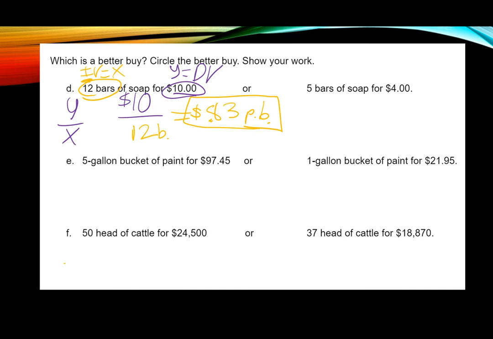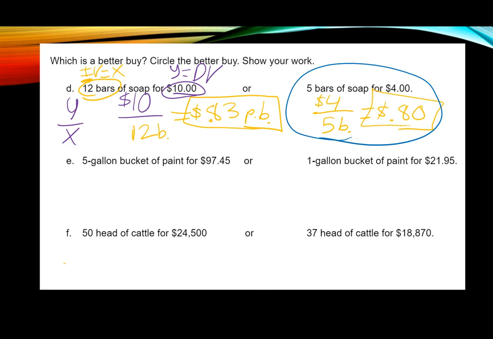And then 5 bars of soap for $4. So again, the $4 is going to go on top. That's our dependent variable. Depends on the bars of soap we buy. So here, if we're going to find our unit rate, we're going to do 4 divided by 5, and that gives us 80 cents. So which one is the cheaper buy, the better buy? I don't want to spend more, so I want the lower amount. That's going to be the 5 bars of soap for $4.